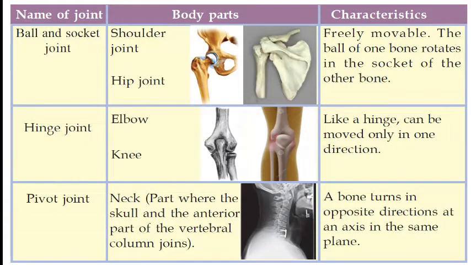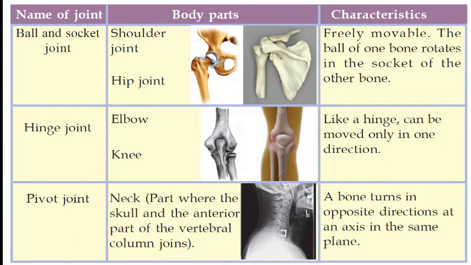And the body part is shoulder joint and hip joint. So ball and socket joint is seen in shoulder joint and in hip joint, in our hips. Characteristics of ball and socket joint is it is freely movable. The ball of one bone rotates in the socket of the other bone. So there will be ball and there will be another socket. So this ball is movable inside the socket.